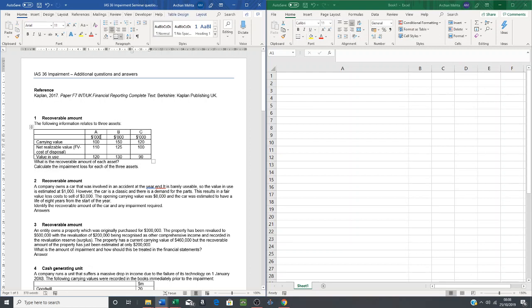All right, the assets are A, B, and C. We have been given carrying values of these assets. We have been given net realizable values, which is also known as fair value less cost of disposal, and then value in use. First thing we need to determine is what are the recoverable amount of these assets, assuming that the impairment test is taking place. And once we have determined the recoverable amount, the next thing we need to find is the impairment loss, if any. Pause this video at this point.